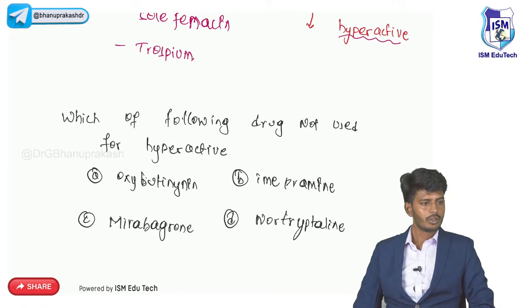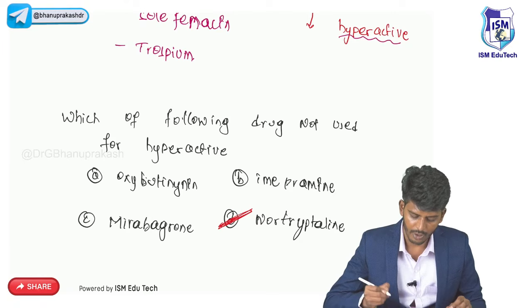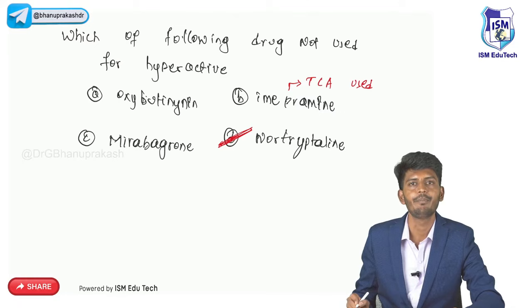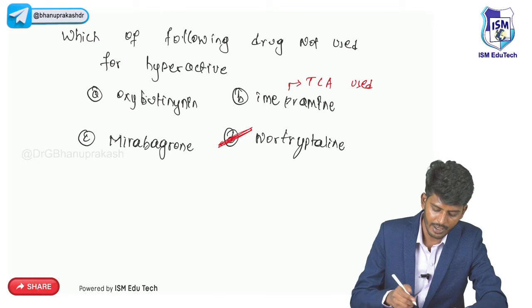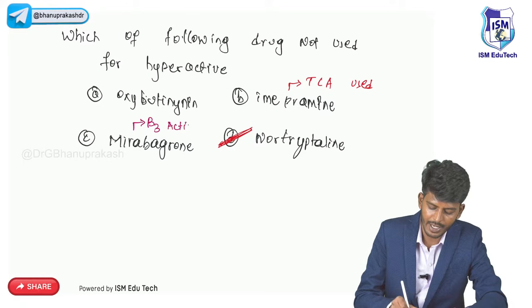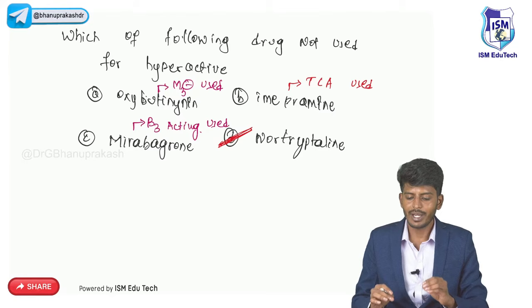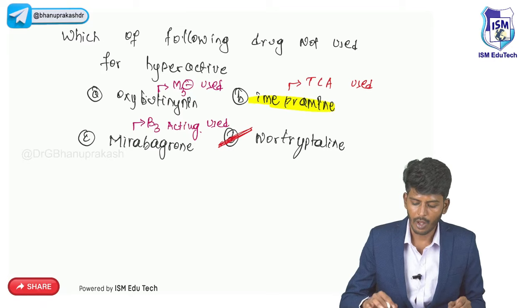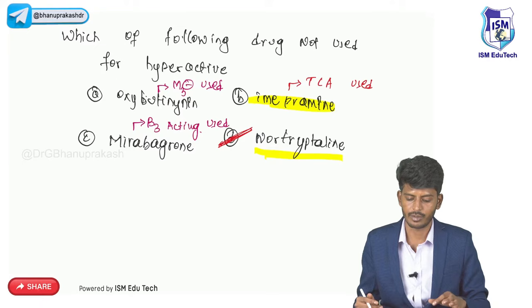So, please remember, which of the following drugs is not used is nortriptyline. Nortriptyline is not used. Imipramine is a tricyclic antidepressant used in hyperactive bladder. Mirabegron is a beta-3 adrenergic drug, a beta-3 acting drug. It is also used. And the M3 blockers are also used. So remember, this is one important aspect: imipramine is a tricyclic antidepressant, but still used for hyperactive bladder. But nortriptyline, though it is a tricyclic antidepressant, is not used. Can you remember this much?